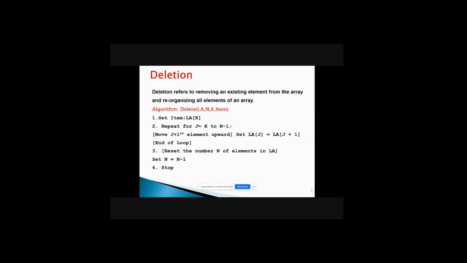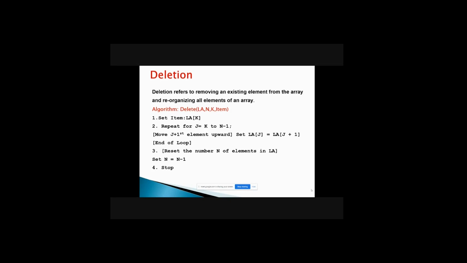Now coming to the other operation, the last operation you can do with an array is deletion. What is deletion? You have an existing array, and from the existing array, you want to remove an element. When I want to remove an element, what do you specify? You need to specify the position from where the element has to be removed. So one is the item and the other one is the position from where the element has to be removed.